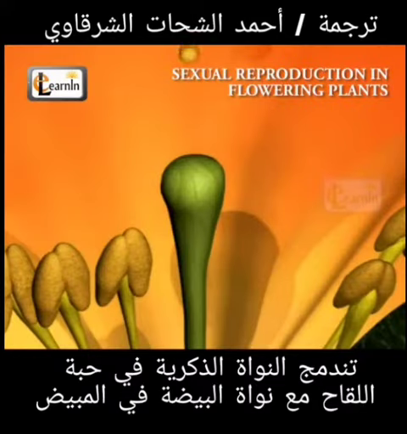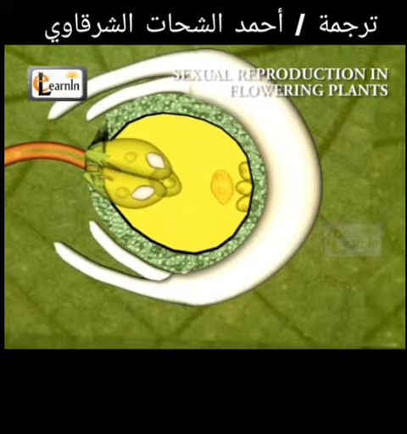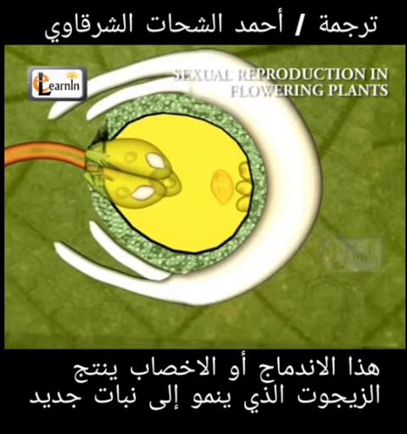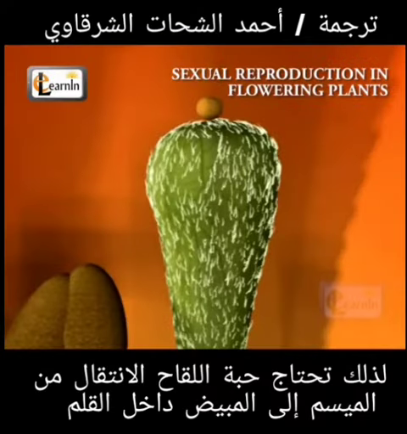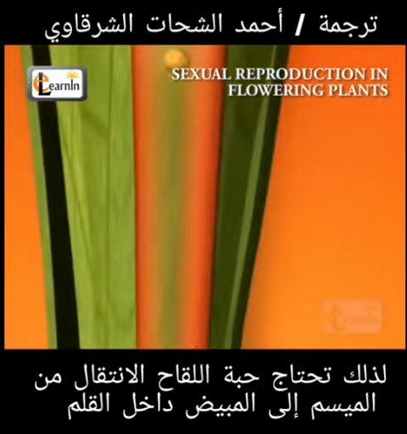The male germ cell produced by the pollen grain fuses with the female gamete present in the ovule. This fusion of germ cells, or fertilization, gives us the zygote, which is capable of growing into a new plant. So, the pollen needs to be transferred from the stamen to the stigma.